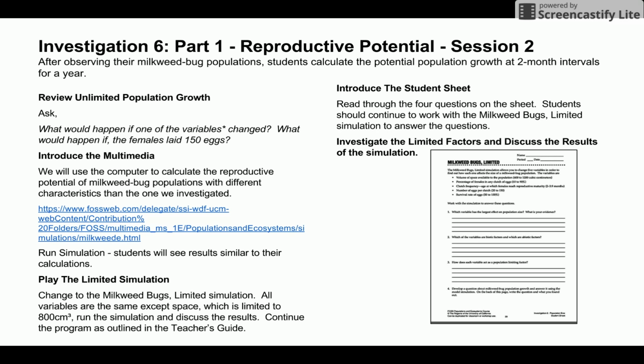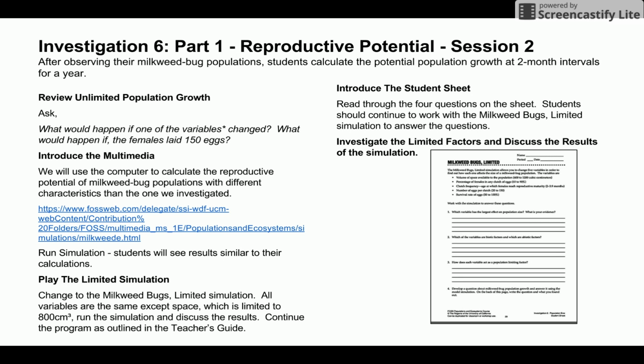Now you're going to change from the Milkweed Bugs Unlimited to the Milkweed Bugs Limited simulation. All variables are the same except space, which is limited to 800 cubic centimeters. Run the simulation and discuss the results. Guide the program as outlined in the teacher's guide.